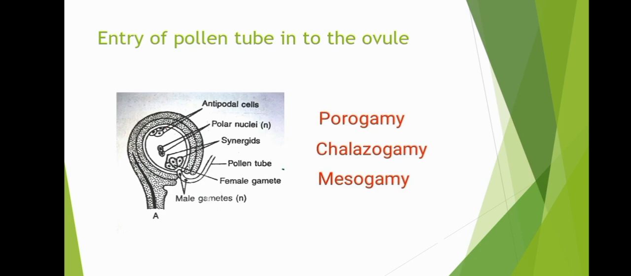Entry of pollen tube into the ovule. It may be classified into porogamy, chalazogamy, and mesogamy. Porogamy means the pollen tube enters the ovule through the micropylar end. It may be seen in lily plants, etc. And chalazogamy, the pollen tube enters the ovule from the chalazal region. And mesogamy means entry of the pollen tube into the ovule through the integuments. It may be seen in the cucurbita plants.